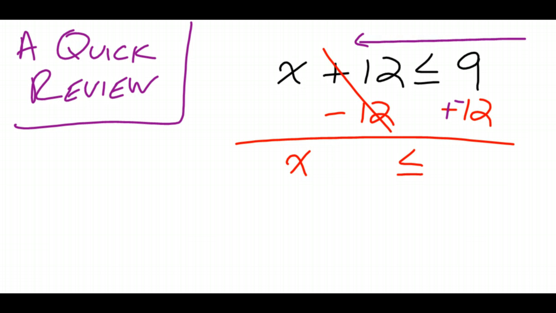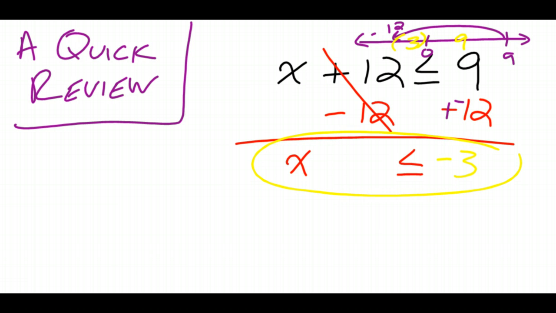Looking at that on a number line, we have 9. We're going back by 12, which means we have to pass 0. So we have 9 here. We have 3 units left to go. So 9 plus negative 12 is negative 3. So as long as the x that we choose is less than or equal to negative 3, that means that x plus 12 will be less than or equal to 9.